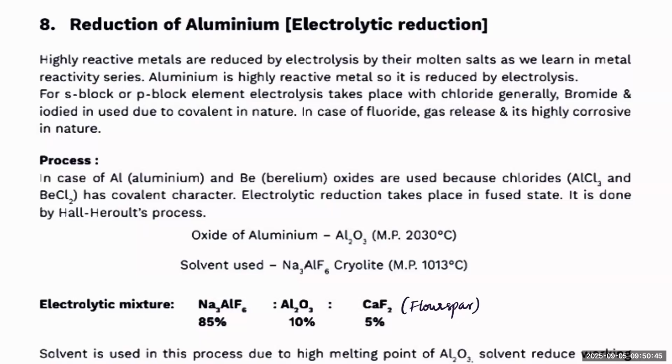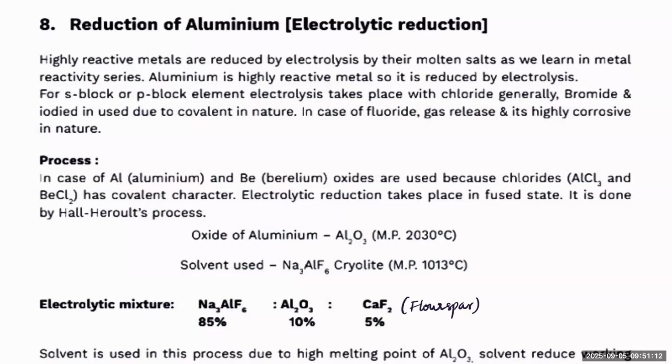When it comes to highly reactive metals like aluminium, potassium, sodium, magnesium, these can only be reduced by electrolysis in their molten form, not in aqueous form. Because in aqueous form, water itself will be reduced more easily than these metals. So therefore, we cannot use them in aqueous form. You have to convert them into a molten form.